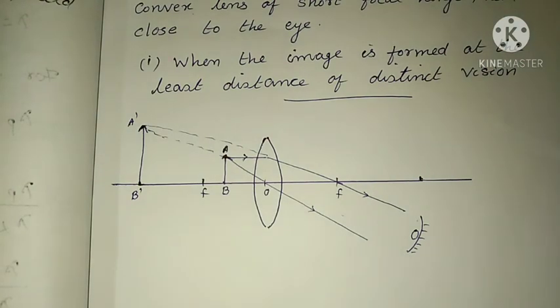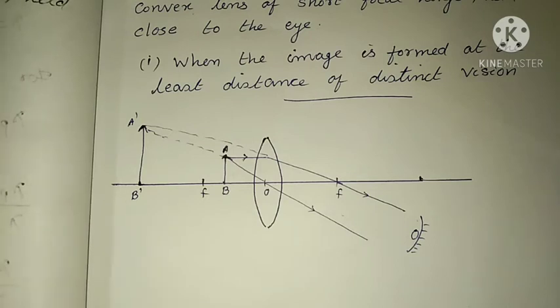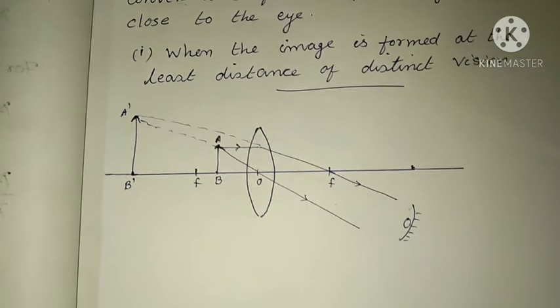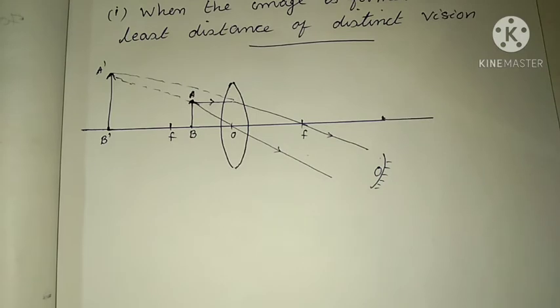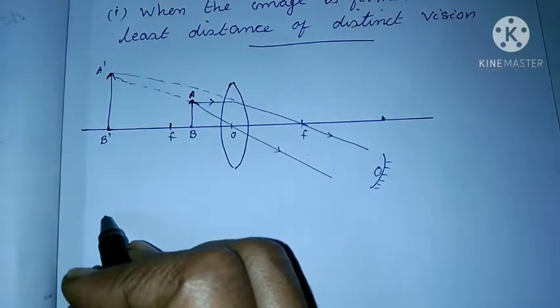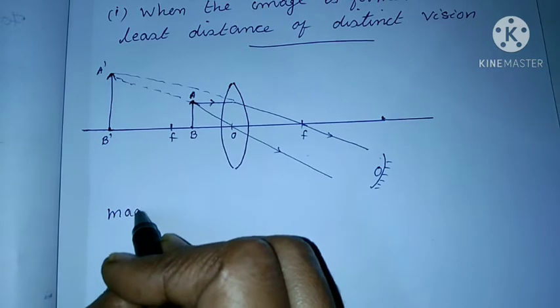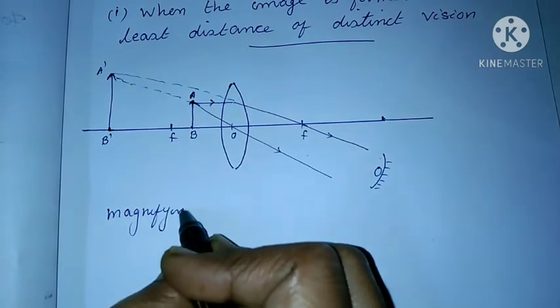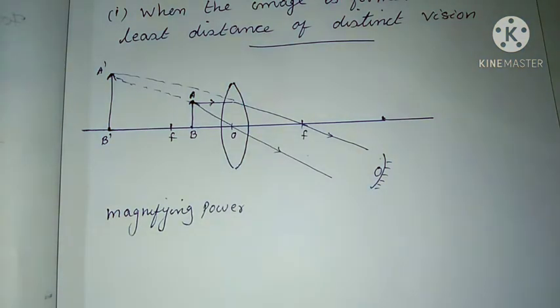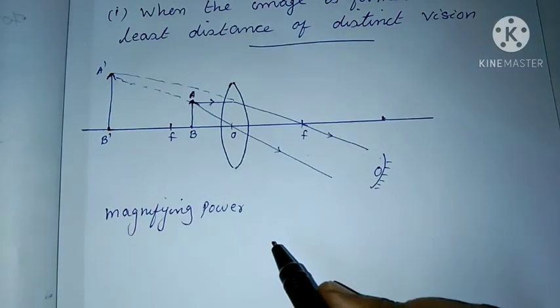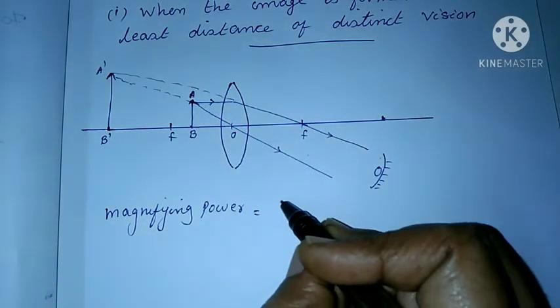So here, how will you find out the magnification? Magnification or magnifying power of a simple microscope is defined as the ratio of, we can write here, magnifying power. It is defined as the ratio of angle subtended by the image at the least distance of distinct vision to the angle subtended by the object at the least distance of distinct vision.